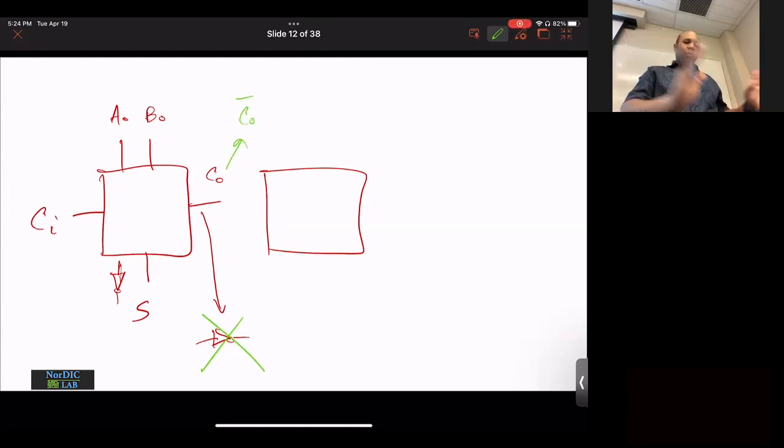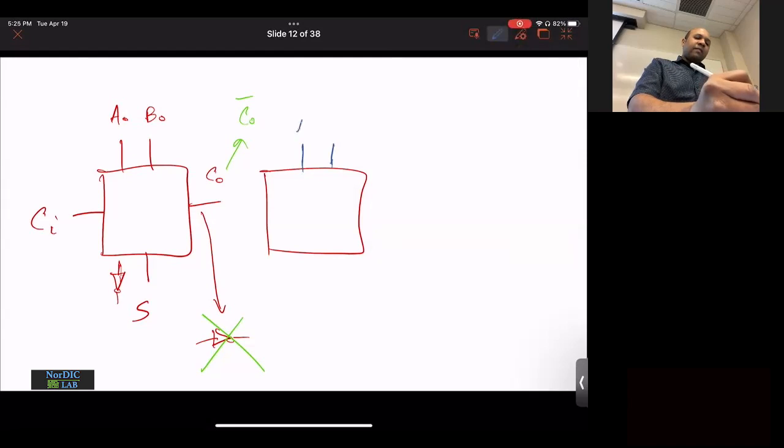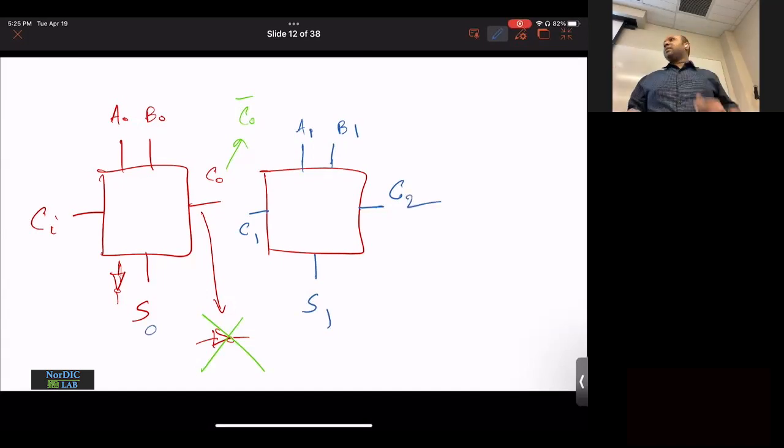We'll see how to connect that to the next level. But before we connect it, let's see the next level. You have A1, B1, carry 1. The output should be sum 1 and carry 2. The next level. Okay, makes sense. Now, when I invert all of these inputs, what do you expect? Inverted outputs. You should expect inverted outputs, right? No problem, I hope.